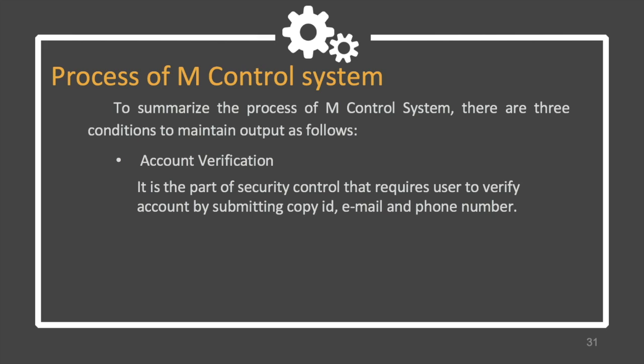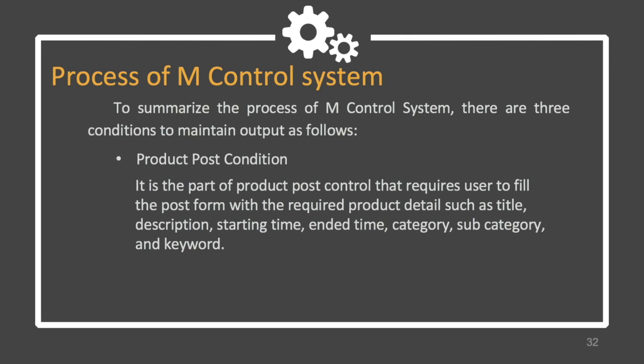For the process of the M control system, after we mention the concept and scope of the M control system, there are many processes we found in it. To summarize the process of this system, there are three conditions to maintain output, as follows. The first one is account verification. It is the part of security control that requires users to verify their account by submitting a copy of ID, email, and phone number.